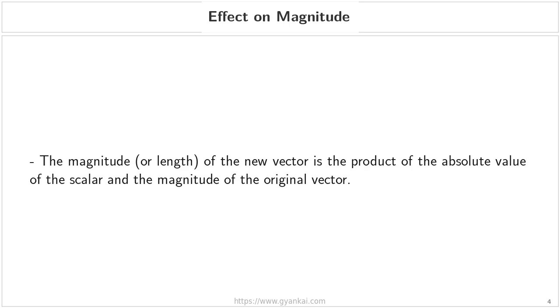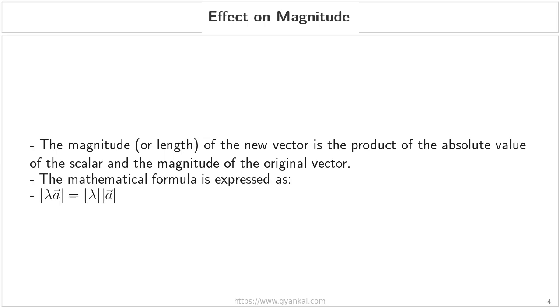Effect on magnitude. Essentially, the magnitude of our new scaled vector is simply the product of two things: the absolute value of our scalar and the magnitude of the original vector. If you look at the mathematical formula on the screen, it is expressed as the magnitude of lambda vector A equals the absolute value of lambda, multiplied by the magnitude of vector A. I want you to pay close attention to that absolute value sign around the lambda. As we will see in our upcoming real-world example, this is crucial because a length can never be negative.